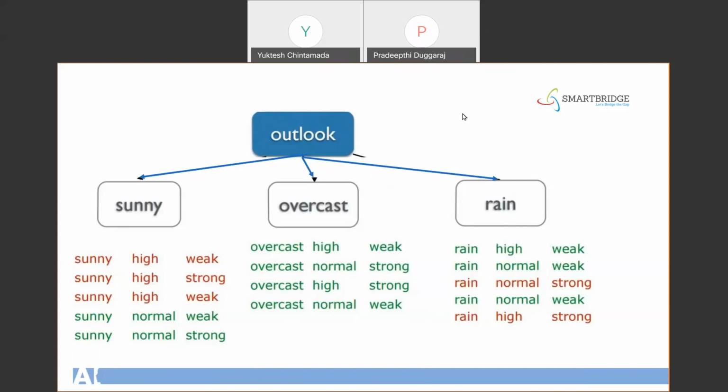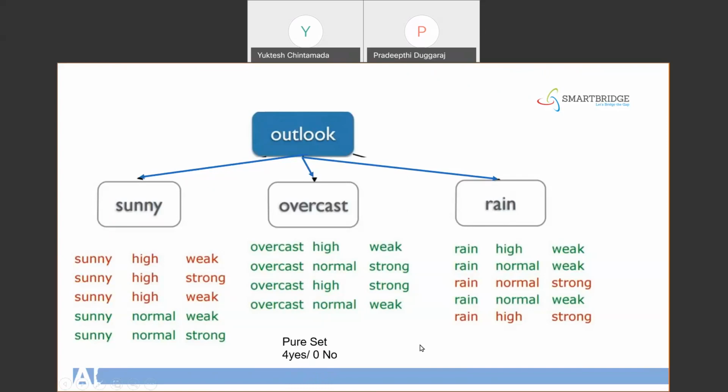Now, what is the second column? The second column is humidity. So under sunny, we will be dividing the data with the help of humidity. And under rain, we will be dividing the data set with the help of wind. So let's see how that is happening.